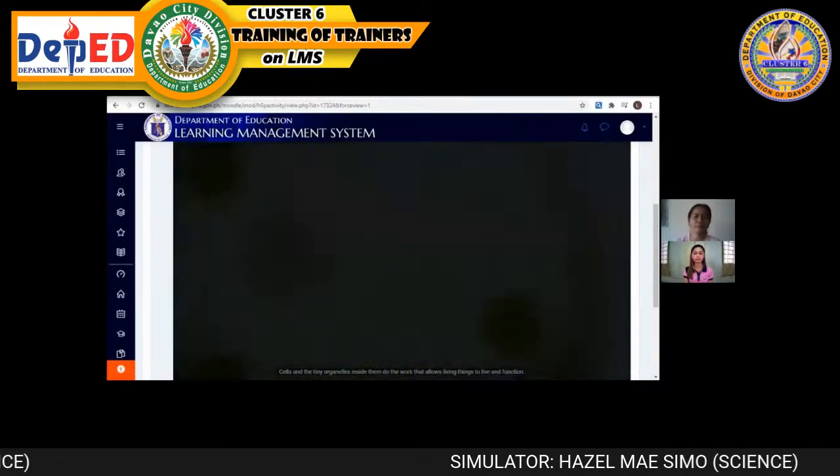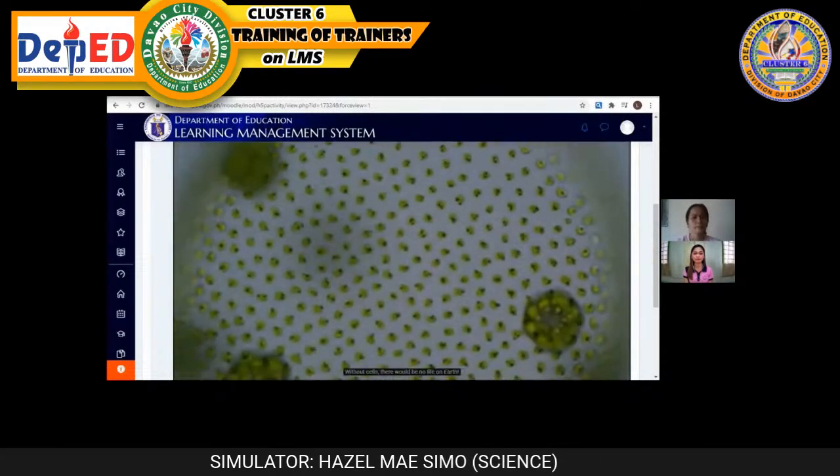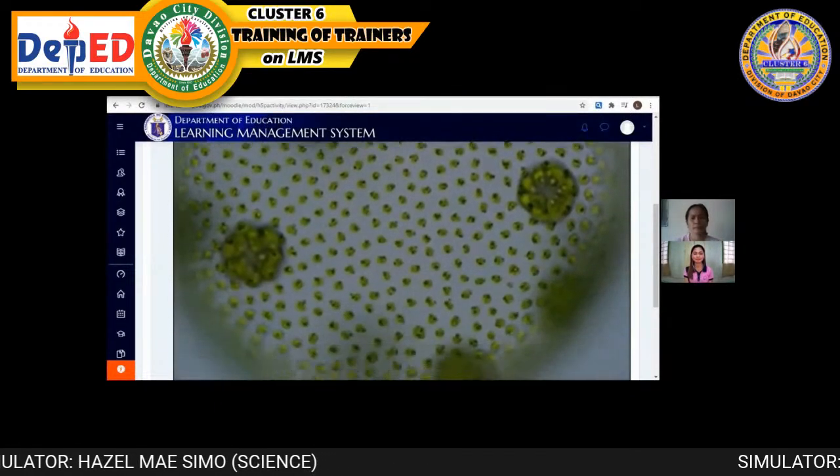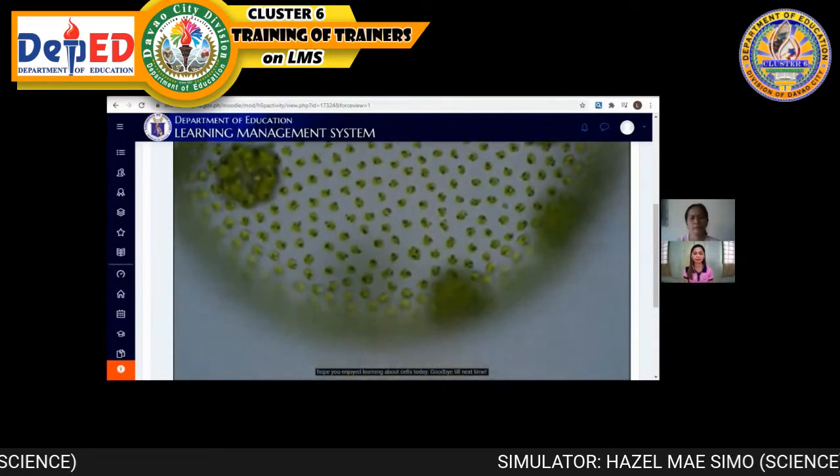Cells and the tiny organelles inside them do the work that allows living things to live and function. Without cells, there would be no life on Earth.